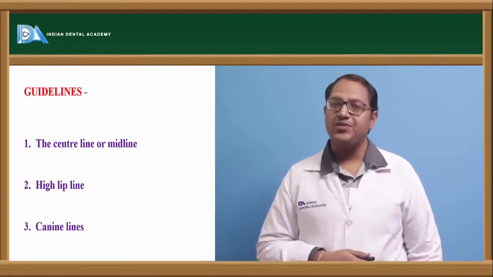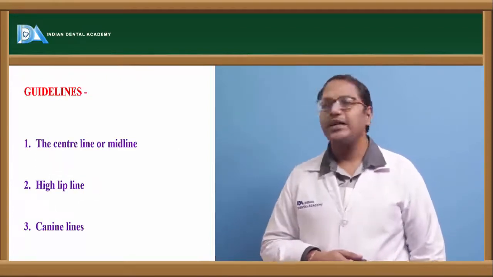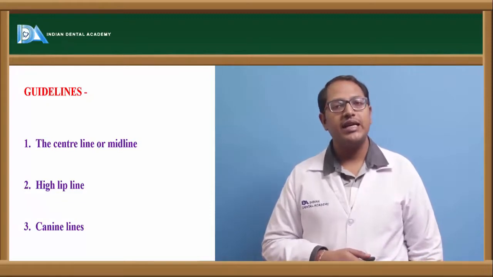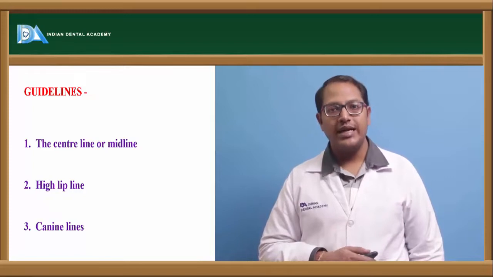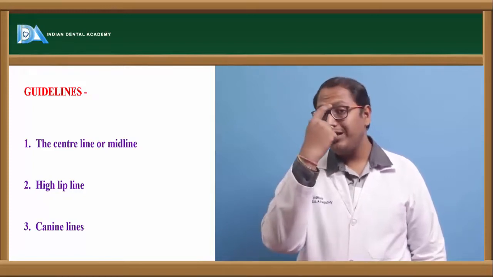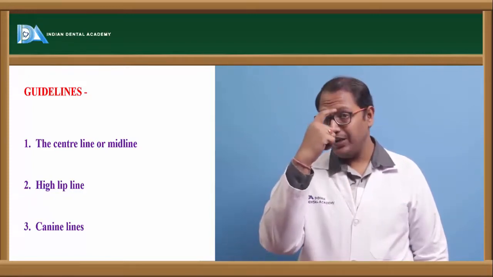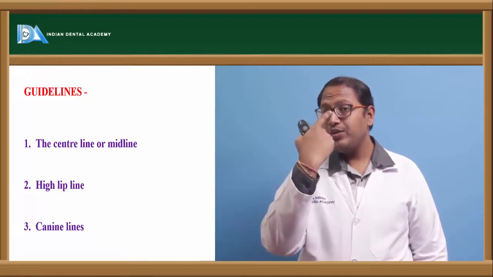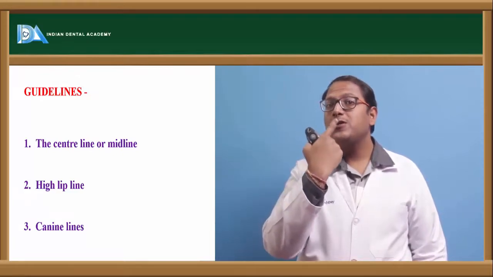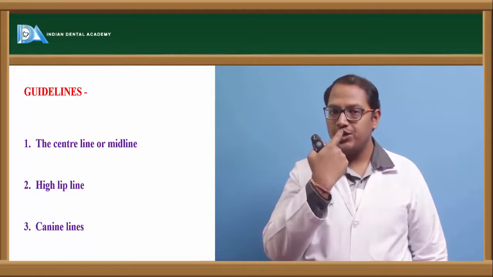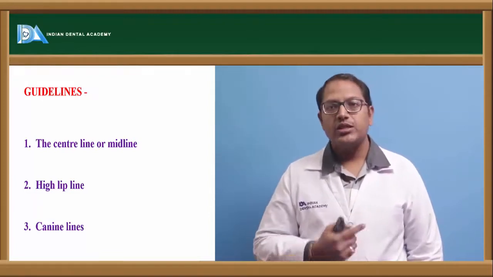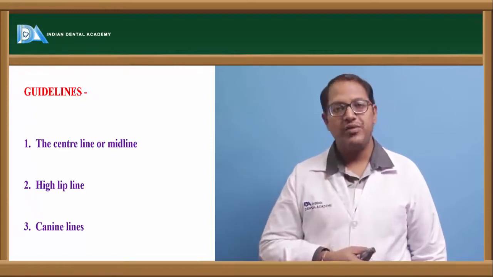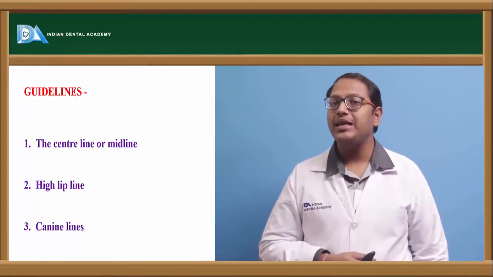Coming to the guidelines that we need to follow: the center line or the midline. So now how will we decide the center line and the midline? The center line or the midline is decided by the inter-brow mid distance. What is inter-brow? The middle of the brows, when you draw a line which passes through the middle of the philtrum, almost in all patients, and that line which will go down to the dentures, you are supposed to mark on the wax rims. That will be called the midline.